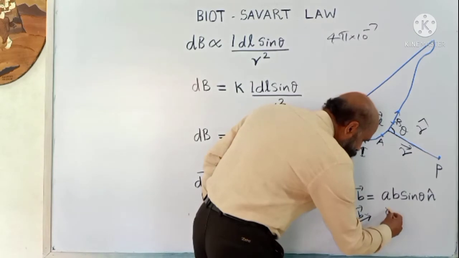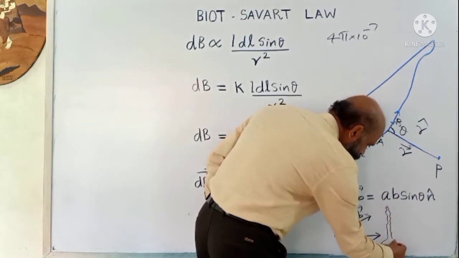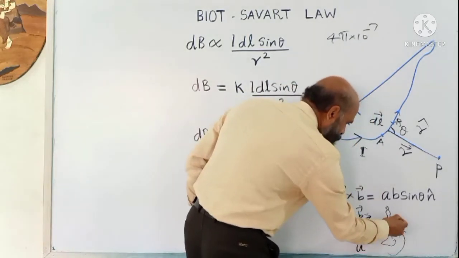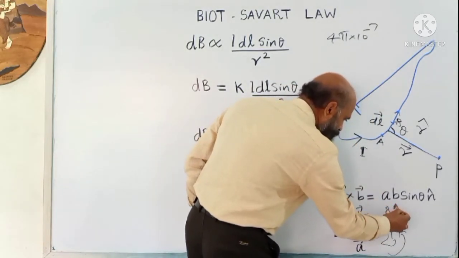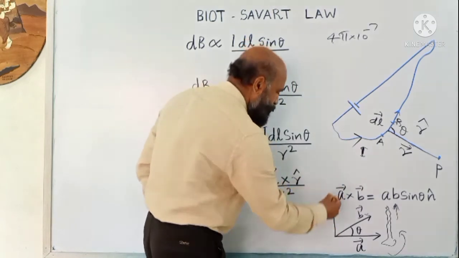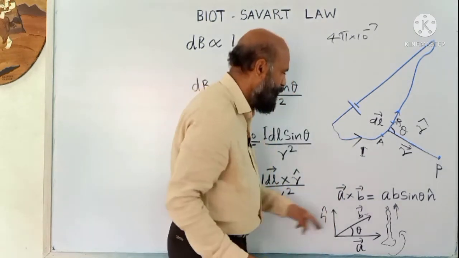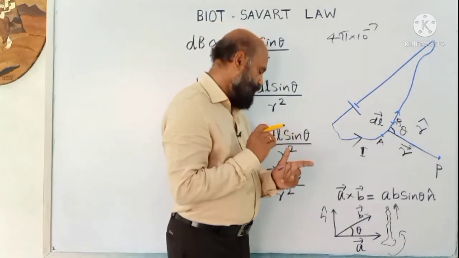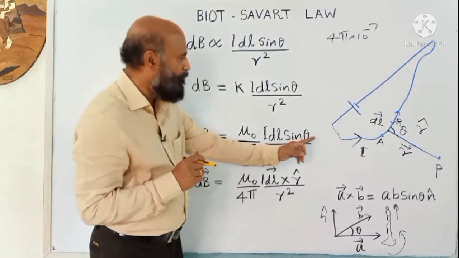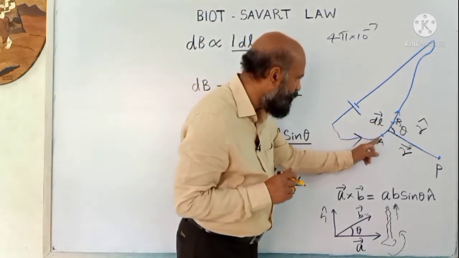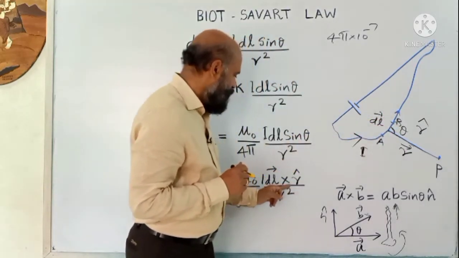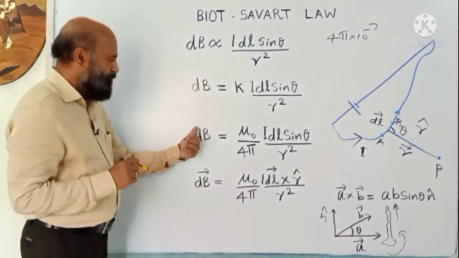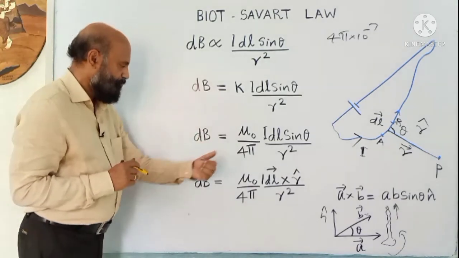Or another way, imagine a screw. Now A cross B. So you rotate in the same way, the tip will be advancing in this direction. So this is the direction of A cross B. So this is n cap. So A cross B will be perpendicular to both A and B. Similarly here, this is the direction of I dl vector. And then this is r cap. Now if you write it back, you can write like this.